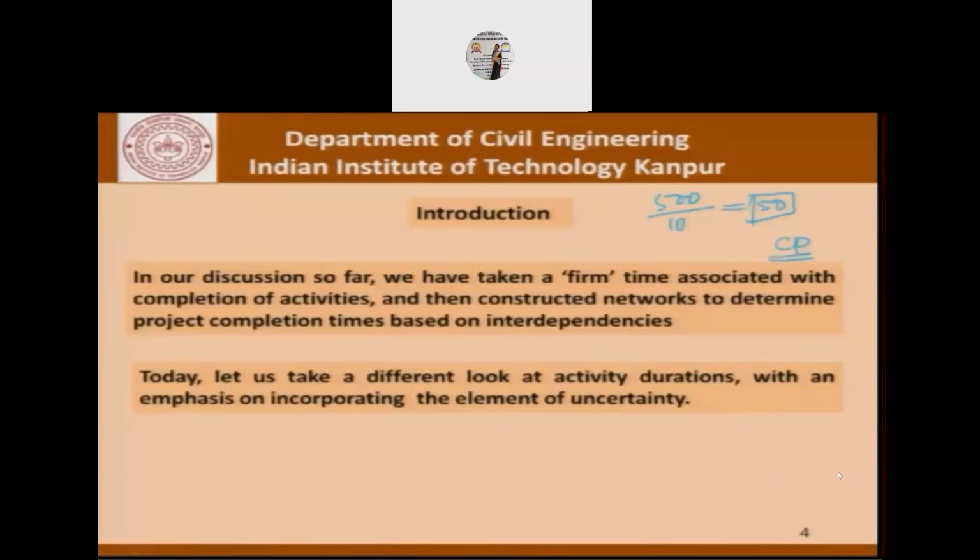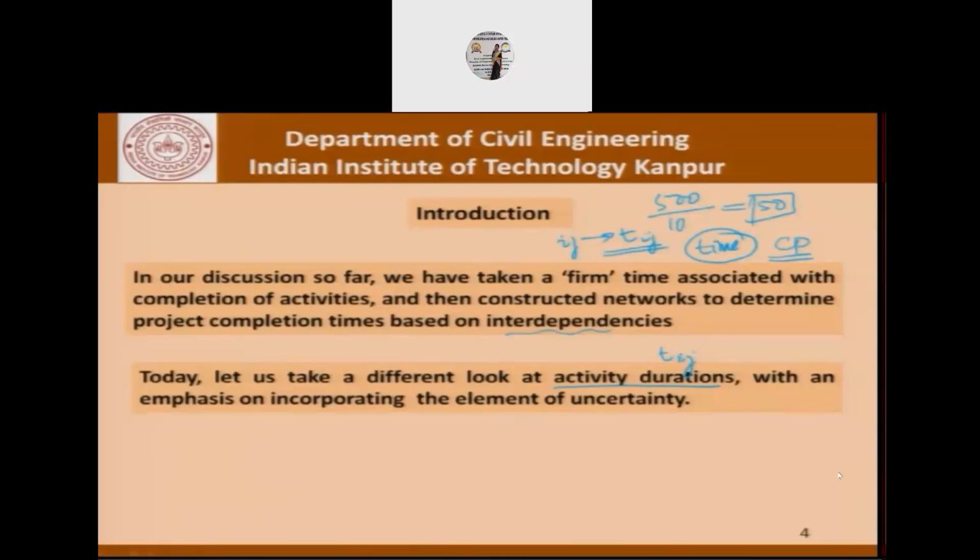But in any case, when the interdependencies were taken into account, the time associated was taken to be firm. An activity ij, it was known this will be completed in a time of tij. Now today, what we will do is, we'll take a slightly different look at the activity duration, that is, this tij with the emphasis of incorporating the element of uncertainty.